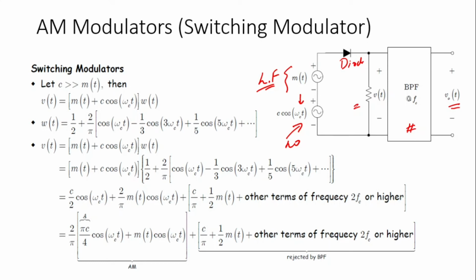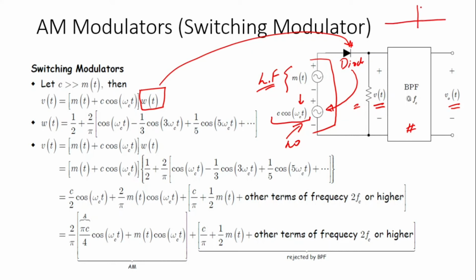So in terms of mathematics, this V of t is nothing but from KVL, a combination of m(t) plus C cos omega ct, and then W of t is basically a characteristic of diode, which is being switched by means of this cos function, the local oscillator. And if it is triggered with this cos function, the diode would have a behavior which resembles a square wave.